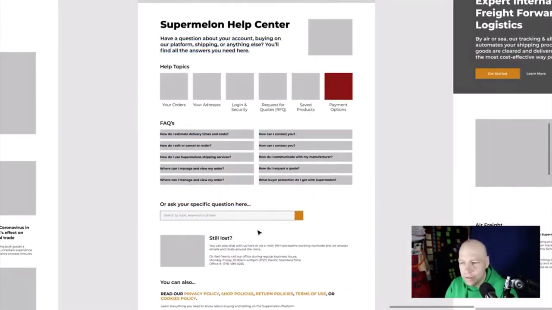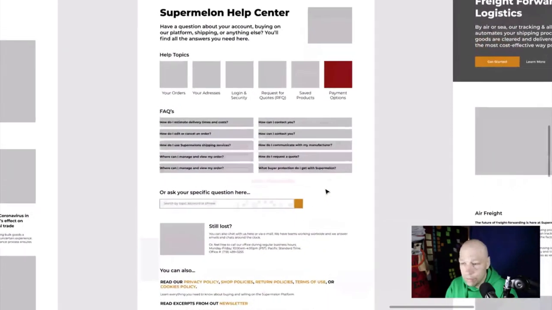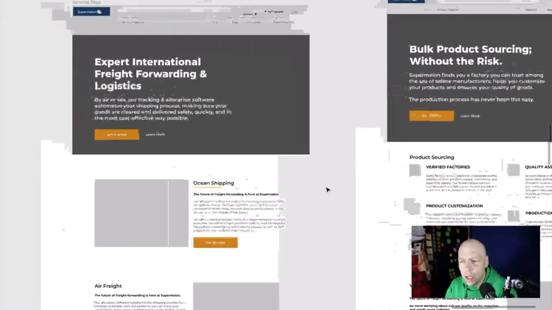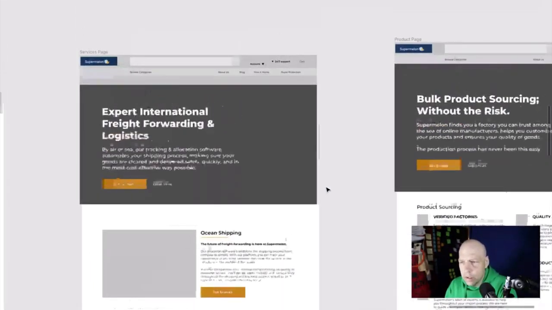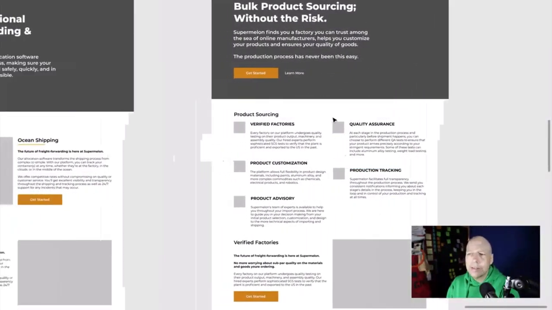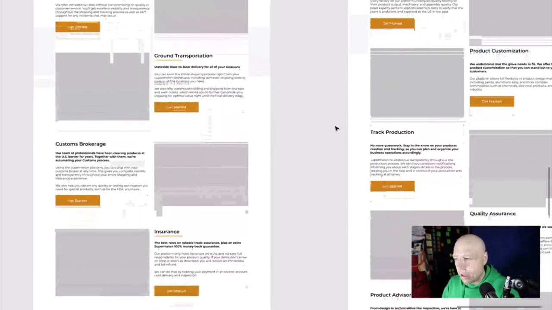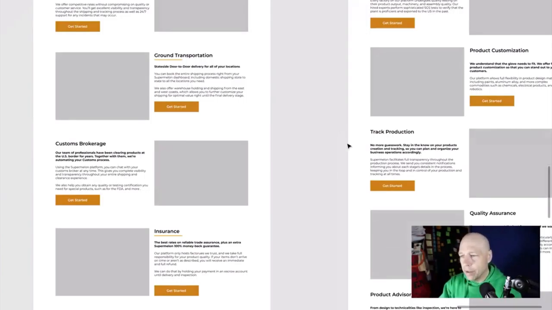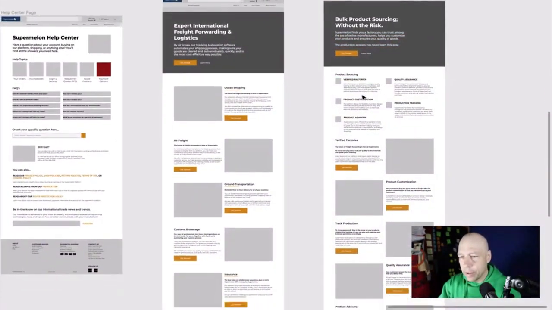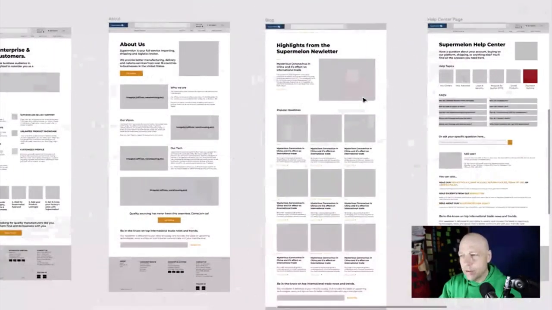Supermelon Help Center. This is largely based on what we talked about yesterday. I think that makes a lot of sense. So in these services page and products page, I'm guessing these are two of the higher level pages. So you've come back and you brought back in these large images, which I think is fine. Overall, I think this is striking the right tone, Rebecca.